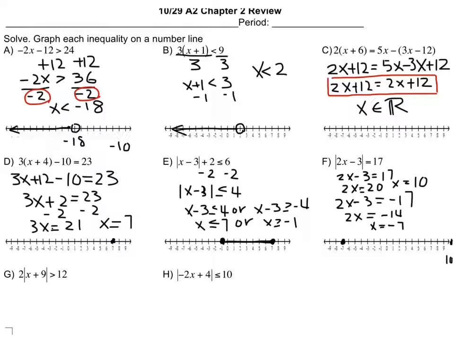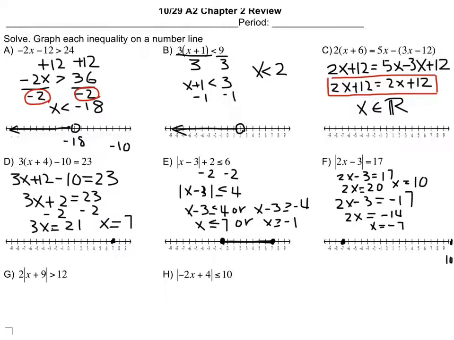Letter D, 3 times x plus 4. So distribute the 3. We have 3x plus 12 minus 10 equals 23. 12 minus 10, that's 2. Then I subtract 2 from both sides. We have 3x equals 21. Divide both sides by 3. We have x equals 7. So on this part, we only have one particular x value. So I'll simply mark x equals 7, just one dot.